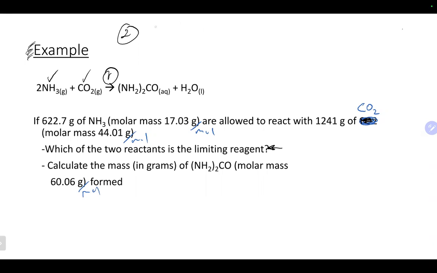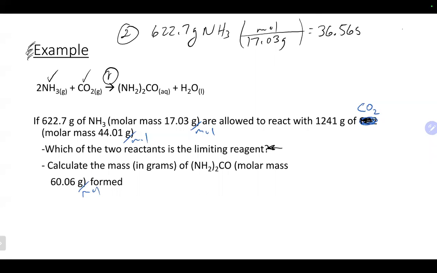So we got 622.7 grams of NH3. If it wasn't given to you, obviously you would go to the periodic table to get the 17.03 grams per mole. And that gets us 622.7 divided by 17.03, roughly 36.565 moles of NH3.